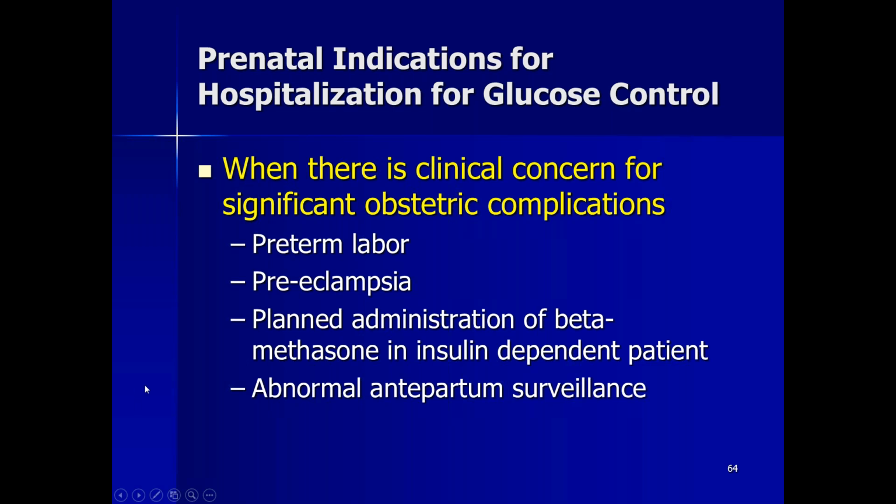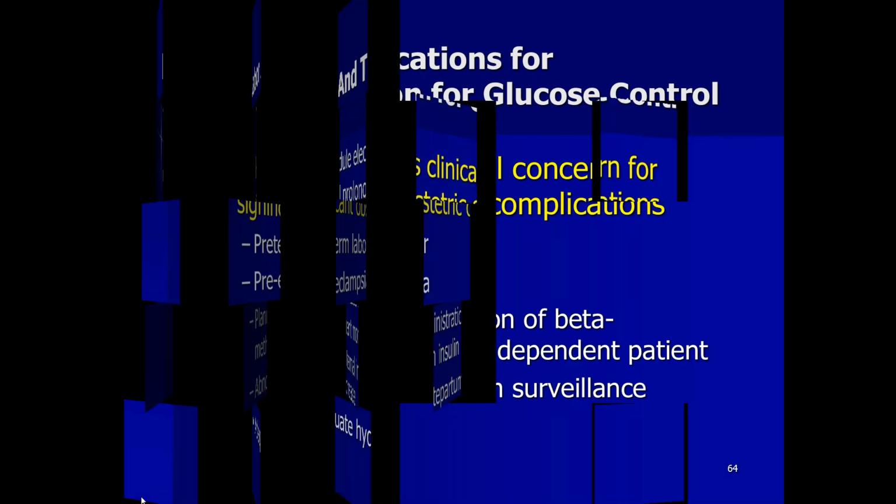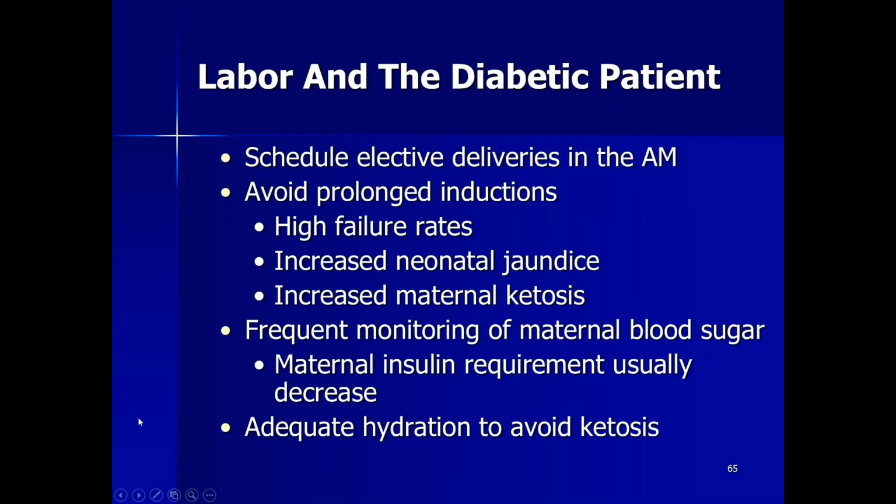Again, preterm labor, preeclampsia, planned administration of betamethasone for a patient who is insulin dependent or under poor control, or one who's got problems with fetal heart rate and antepartum surveillance. Those are patients I would bring in for glucose control as well.